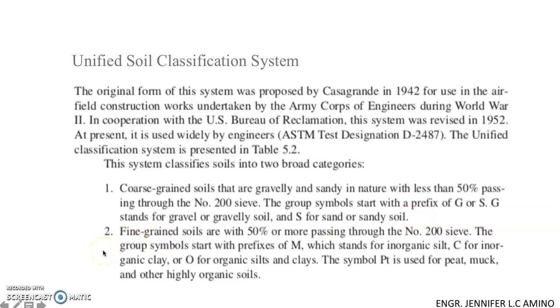The second category is fine-grained soil. This is 50% or more passing through the number 200 sieve. The group symbol starts with M, which stands for inorganic silt, C for inorganic clay, and O for organic silts and clay. We also use PT for peat, muck, and highly organic soil. So basically for the USCS, you have the coarse-grained soil and the fine-grained soil.